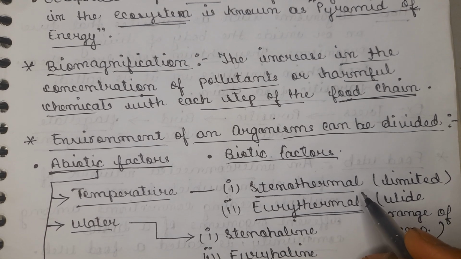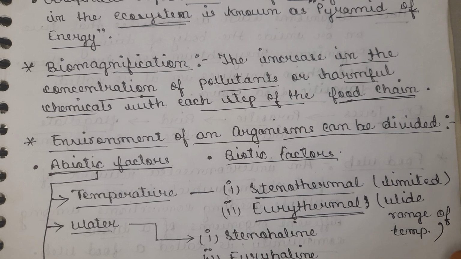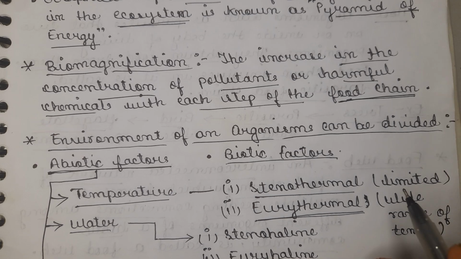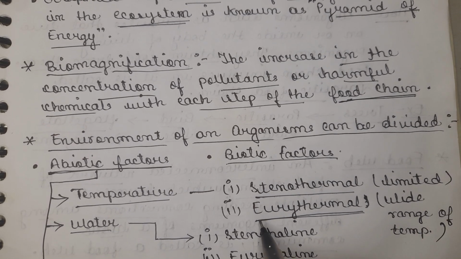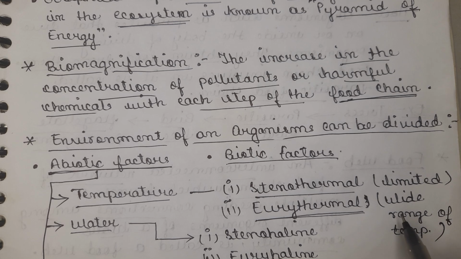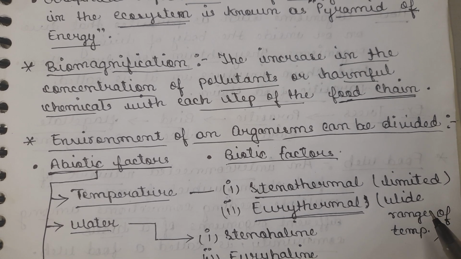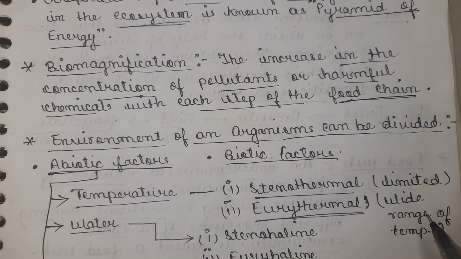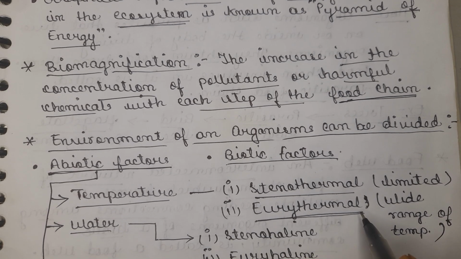Stenothermal means any organism that is restricted to a narrow range of temperature. That means they have limited capacity to survive in a wide temperature range. The other one, eurythermal, is an organism that can tolerate a wide range of temperature. They can also live in high temperature regions. So these organisms are termed eurythermal.